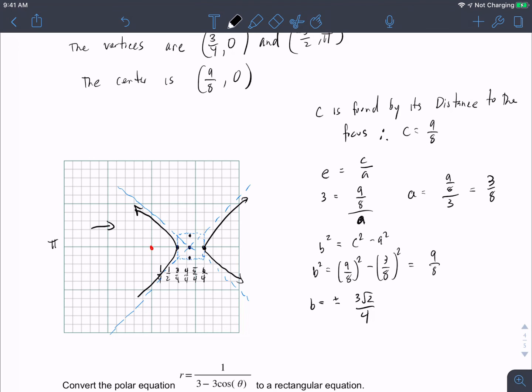And the thing that really gave away whether it was opening up or down or left or right in this case was where the focus is. With the focus being to the left there and the center being on that axis to the right, that clearly meant that it opened left or right. If the center would have been along the y-axis, then this thing would have opened up or down. So that's just a way to do it.